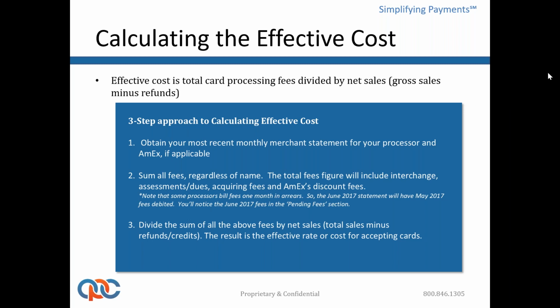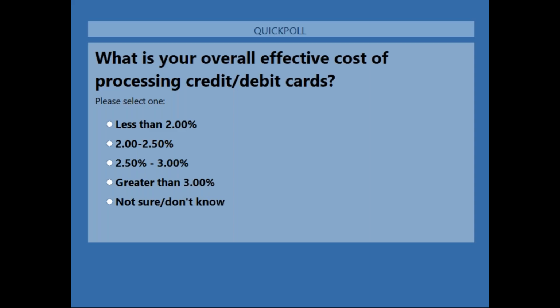Yep. Here we go. So the first question is, now we talked about effective cost. If some of you track your data or your effective cost, go ahead and fill in one of the boxes here. And the question is, what is your overall effective cost of processing credit debit cards? And you get 5 choices: less than 2%, 2 to 2.5%, 2.5 to 3, greater than 3, or you don't know, not sure.